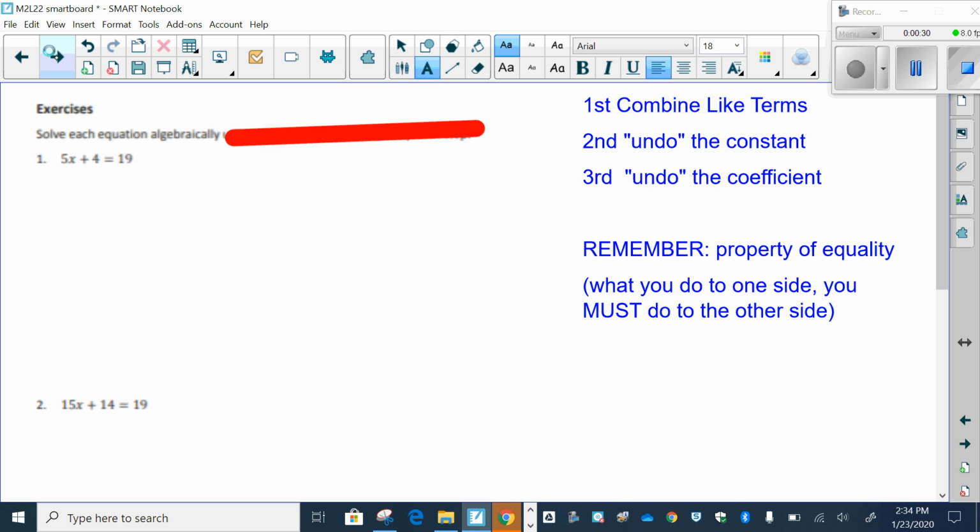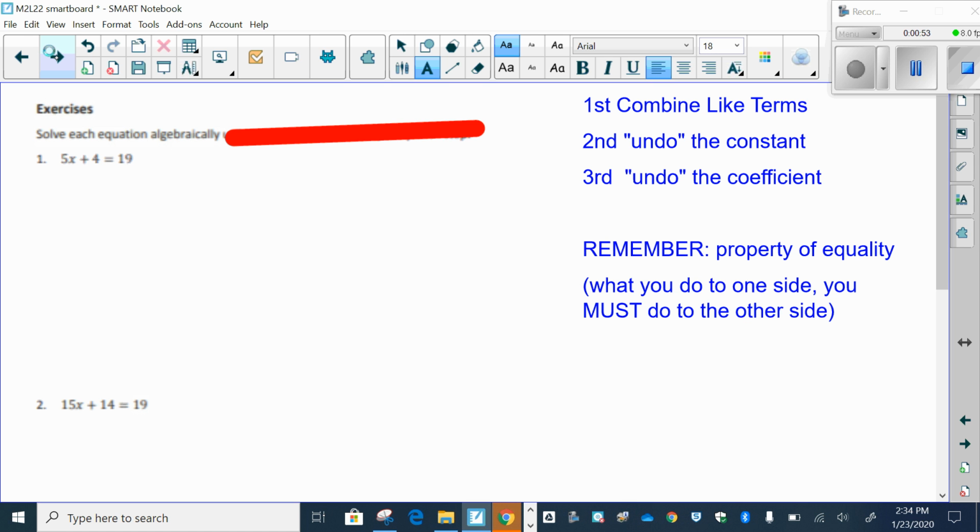The very first thing you do when you see the equation is look at the left side of the equal sign. Are there any like terms you can combine? Look at the right side of the equal sign. Are there any like terms you can combine? In problem 1, nope, but some of the problems might have that. That would also involve the distributive property in step 1.